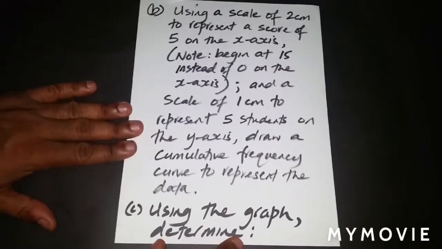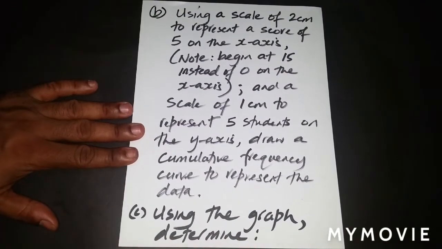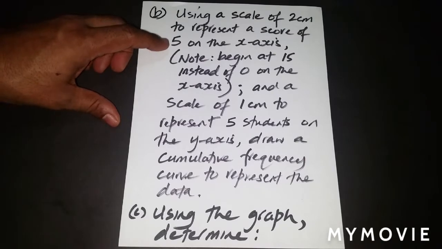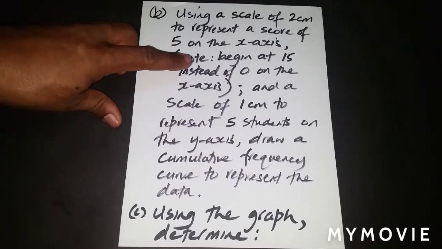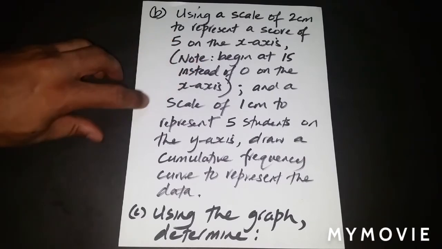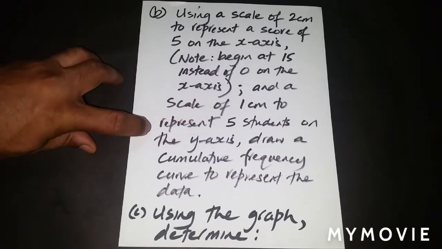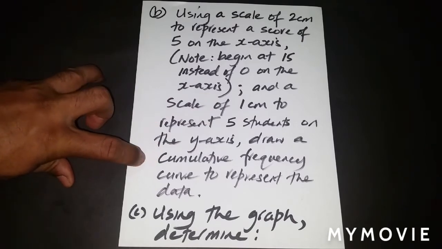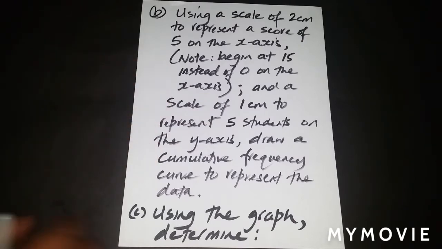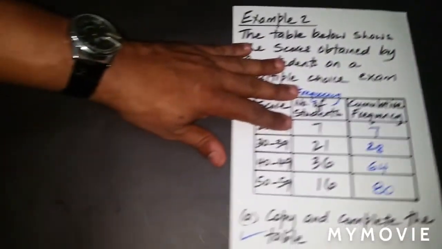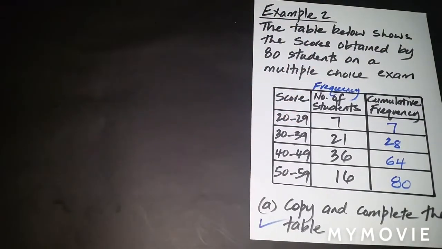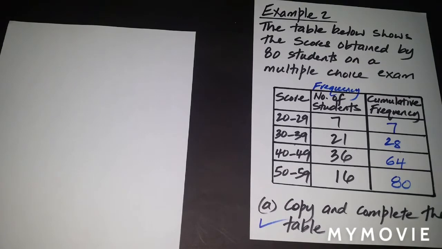Now part B says, using a scale of 2 centimeters to represent a score of 5 on the x-axis. Note, begin at 15 instead of 0 on the x-axis, and a scale of 1 centimeter to represent 5 students on the y-axis. Draw a cumulative frequency curve to represent the data. Now, before we can do that, we have to come back to the table here and generate what we call our plotting points, of course. So let us get to that. We want to be able to generate our plotting points.